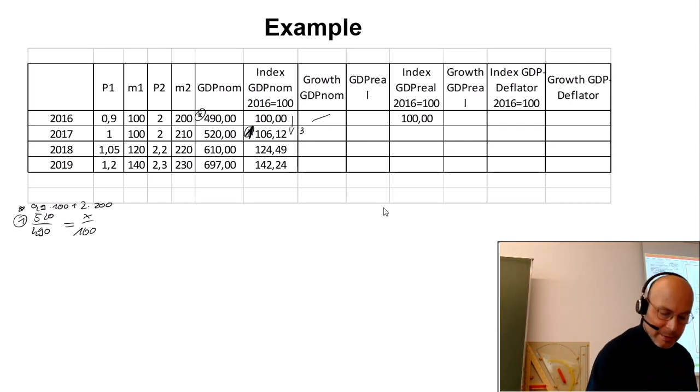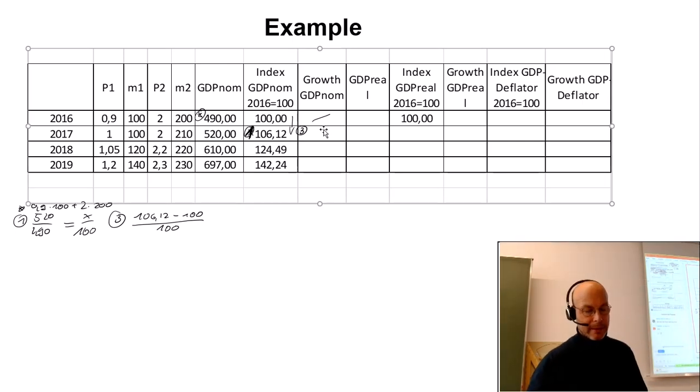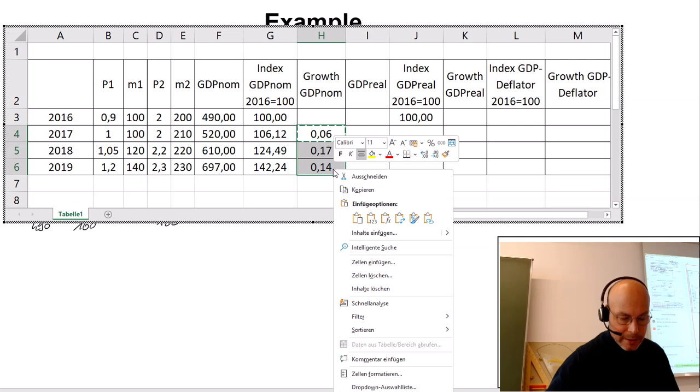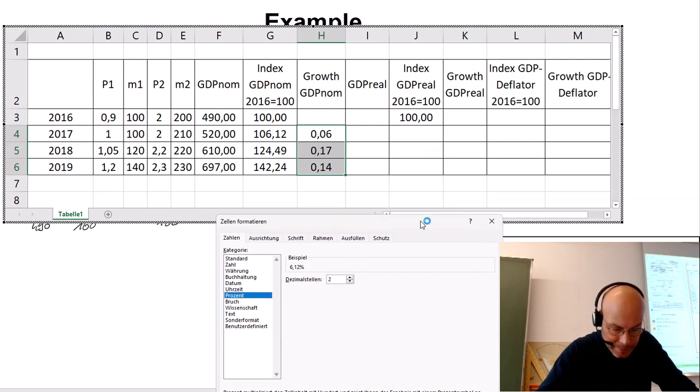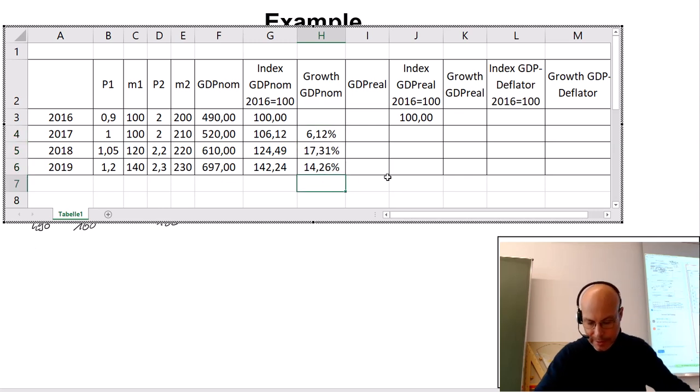So this would mean here we can calculate 106.1 minus 100 over 100. Opening brackets, minus 100 over the former index. This we can also copy down, and I can change it to percent. This would look a little bit nicer. So these are our nominal growth rates.